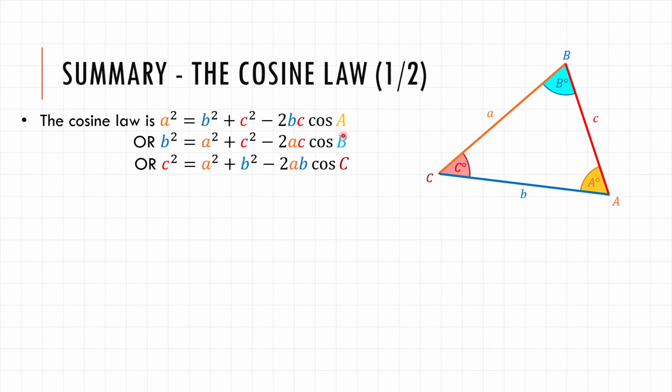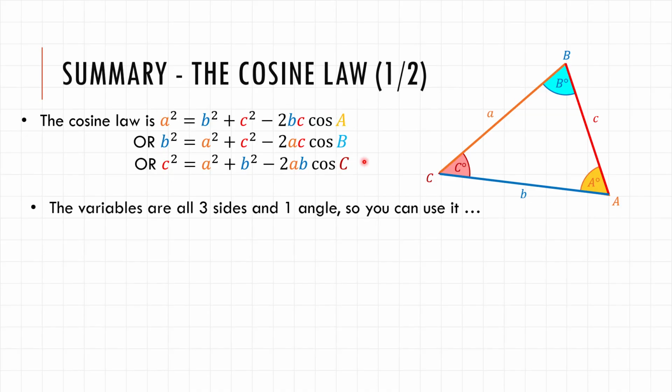Now, in all of these equations, the variables contained in them are all 3 sides and one angle. The angle does differ, so you have to choose which one you're going to use based on which angle is involved in the question. And because you have 3 sides and an angle involved, you can use the cosine law to solve a triangle when you have all 3 sides and you're trying to find any one angle. Just plug in the sides that you know and isolate the angle.